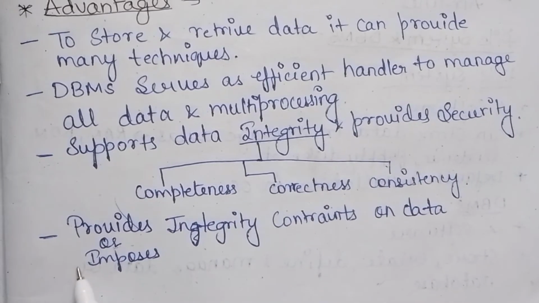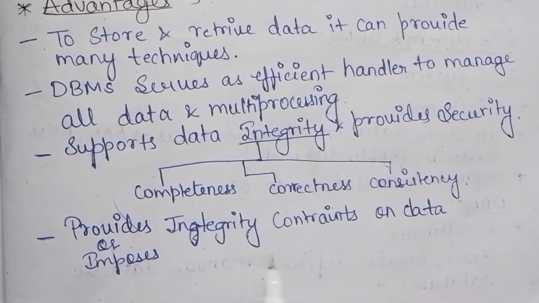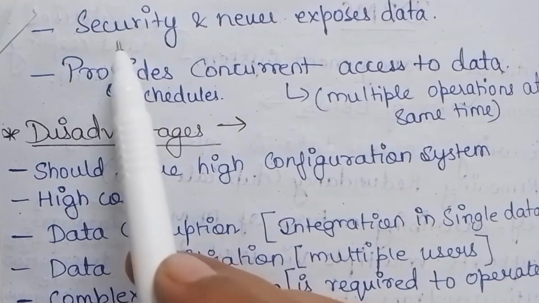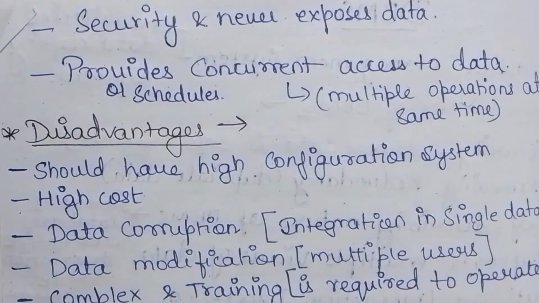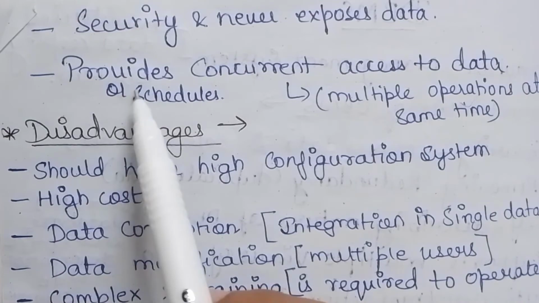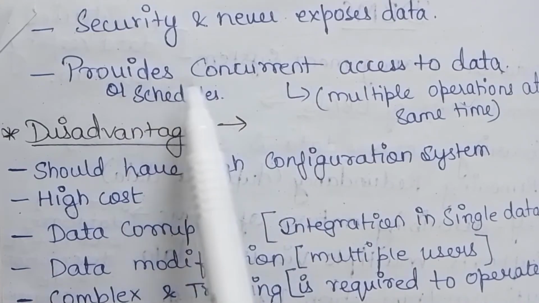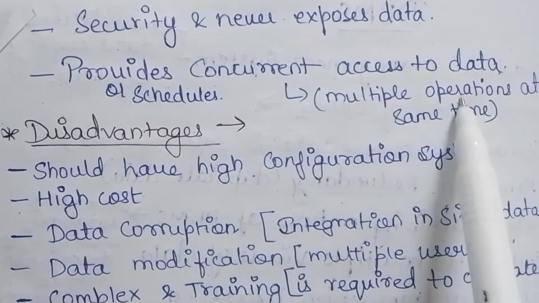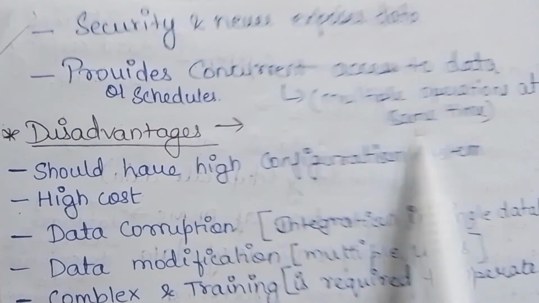The fourth is it provides or imposes the integrity constraints on the data. The fifth advantage is it provides the security and never exposes the data. The sixth advantage is it provides the concurrent access to the data. Concurrent means multiple operations at the same time.